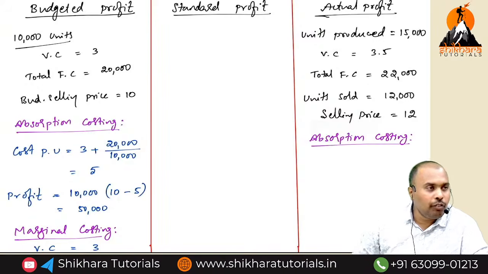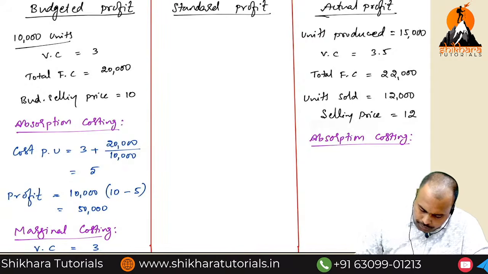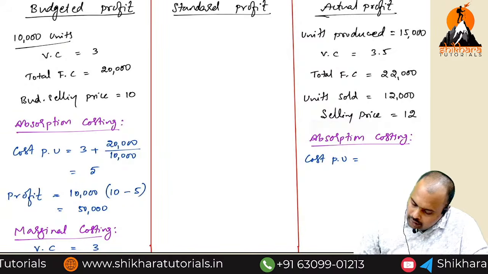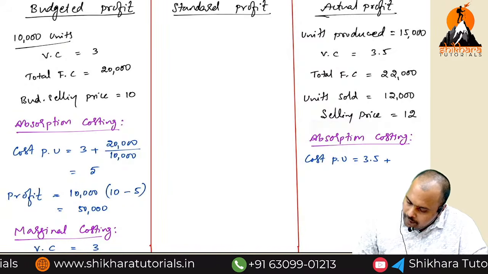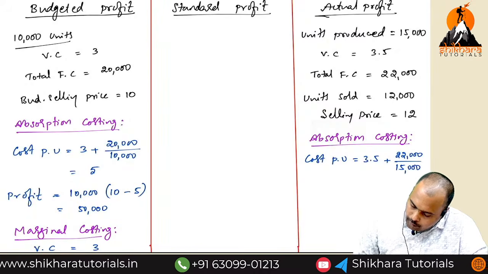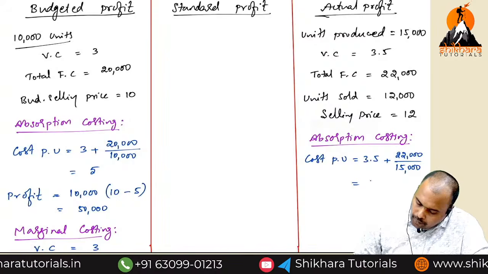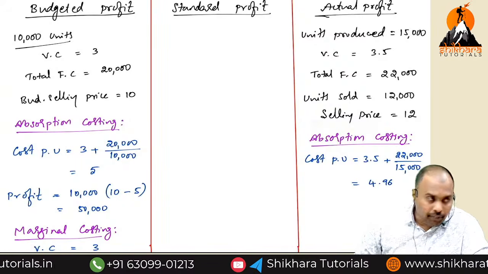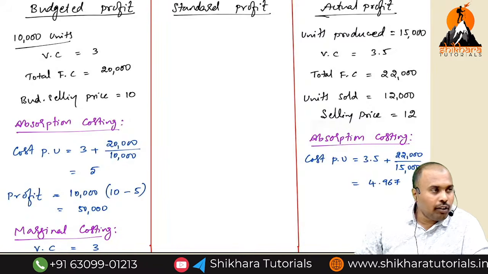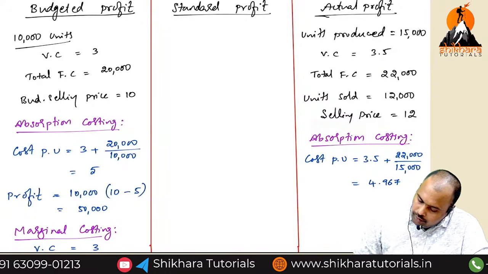Under absorption costing, what do we do? First, we calculate total cost per unit. Now, what is cost per unit? Cost per unit is equal to 3.5 plus 22,000 divided by 15,000. How much will it be? 4.9675. Did we close that or we got something in points? Something in points we got it. Okay.